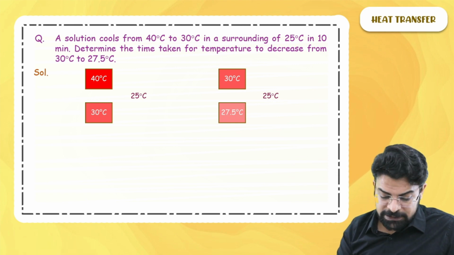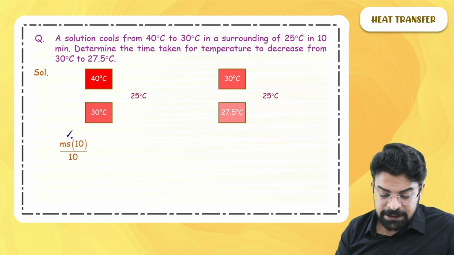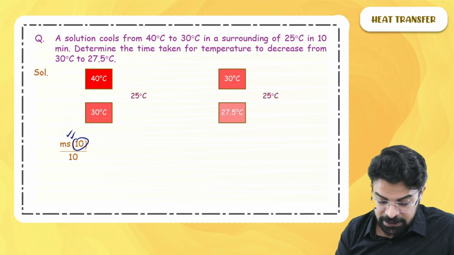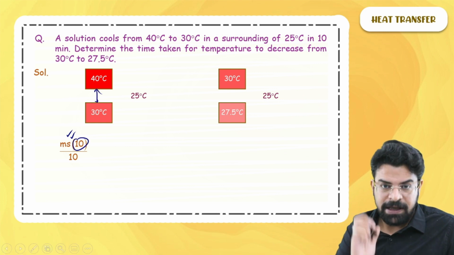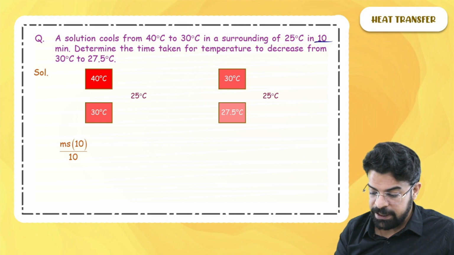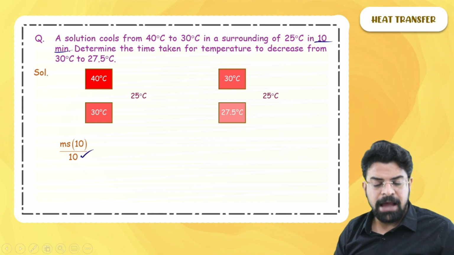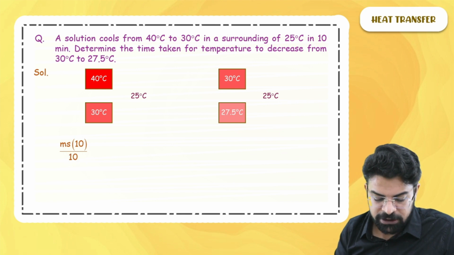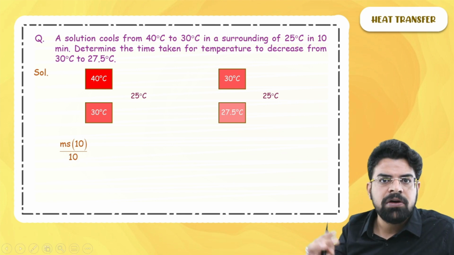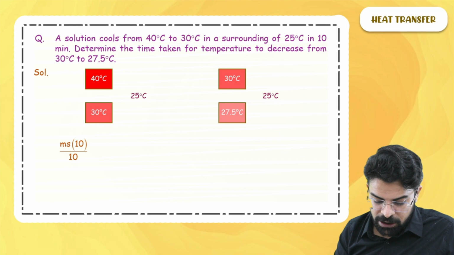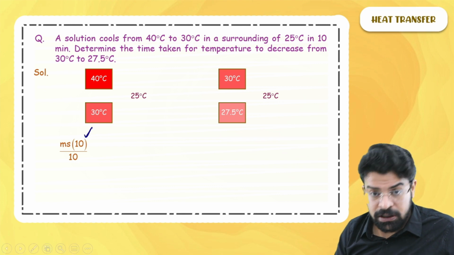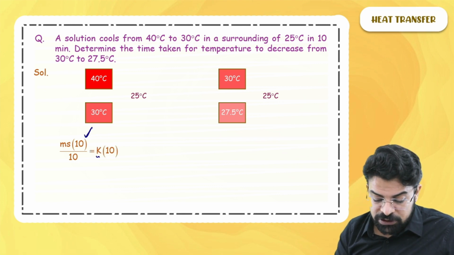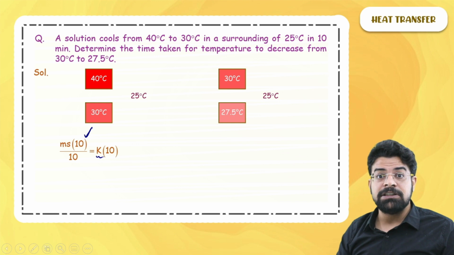So for the first case, you will say mass times specific heat times delta T from 40 to 30, 10, upon the time taken, beta. 10 minutes. I have kept it in minutes so that I will get the final answer also in minutes. Do not worry about why sir has not converted from minutes into seconds. So this is the rate of heat flow. This has to be equal to a proportionality constant times the average temperature difference.